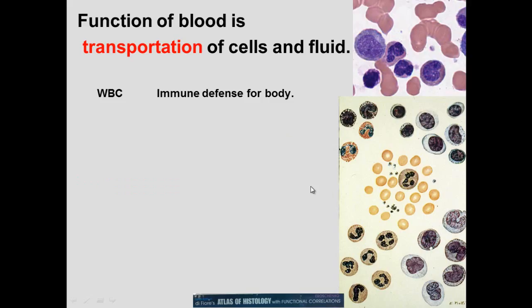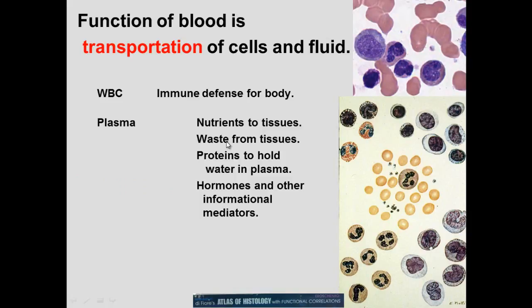So the function of blood is transportation of the cells and fluid, and some of those cells are white blood cells, and that's for the immune system defense of the body. And the plasma itself provides nutrients to tissue and takes waste from tissues. It has proteins that hold water in the plasma, albumin being one of those. It has hormones and other informational molecules. And also it has platelets.